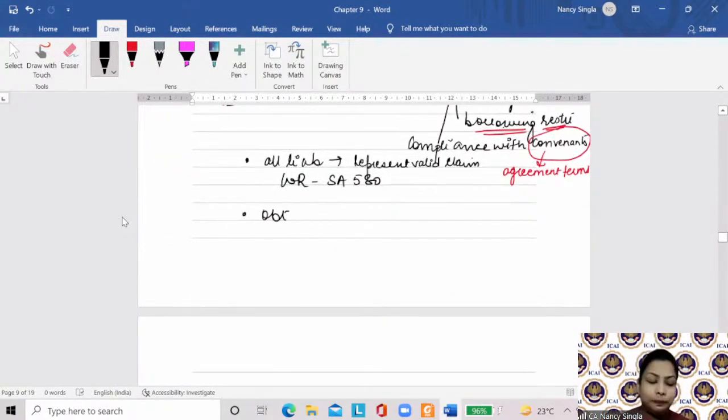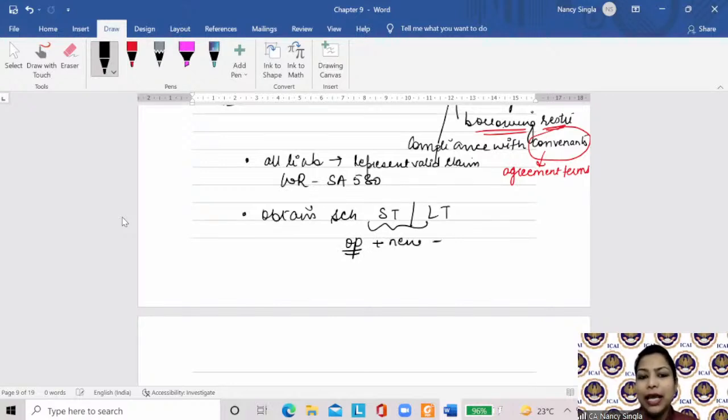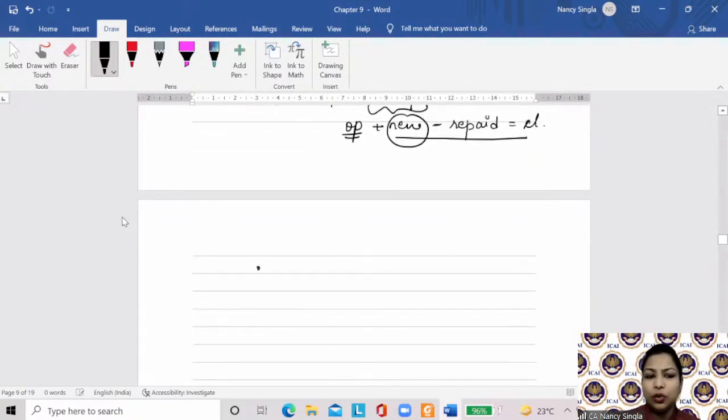Okay? So then the auditor will what? He can obtain a schedule of what? Short term and long term debt. He can ask the management, please provide me with the opening balances, any new loan that has been taken, any retired, any repaid debt, and the closing. Okay? He can always obtain a schedule of the short term and the long term. And see, when he sees that there is a new loan, now you all know how can a new loan be checked?